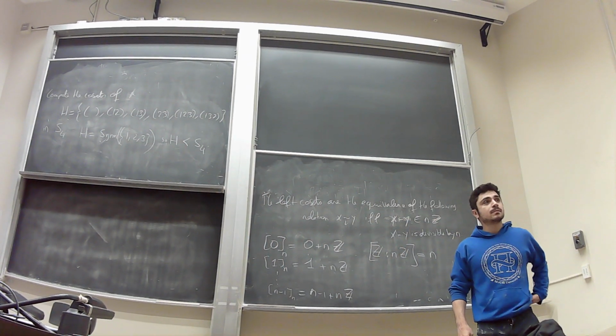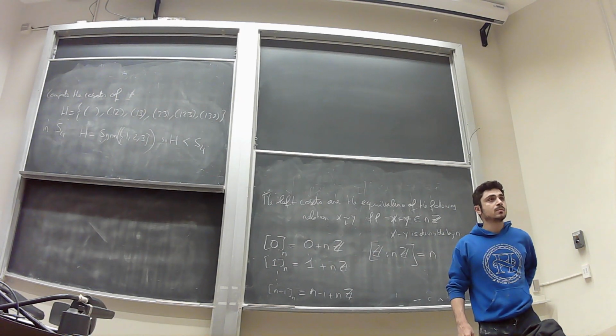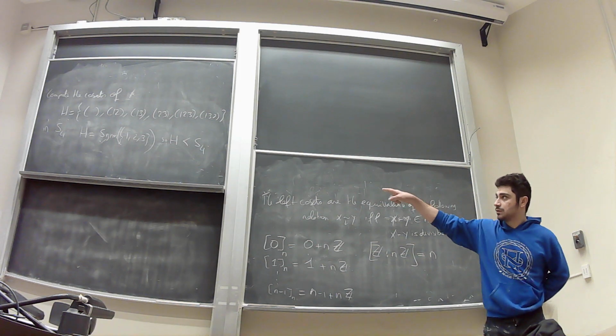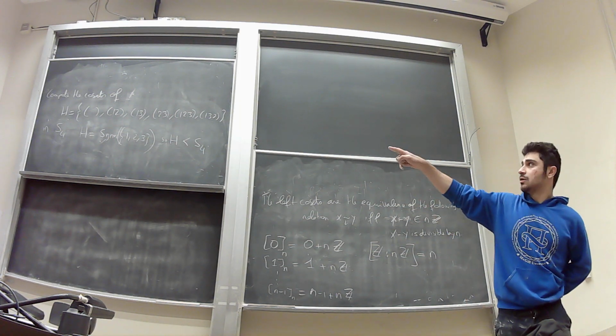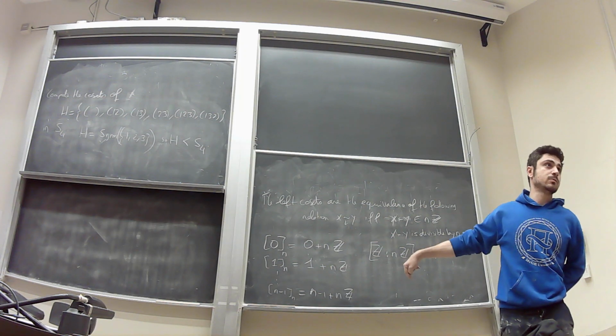Yes? You said the symmetric group is the set of bijections from X to X. So in this case, what is it from what to what? From {1, 2, 3} to {1, 2, 3}. Okay, right? H is all the possible bijections from {1, 2, 3} to {1, 2, 3}. Okay?